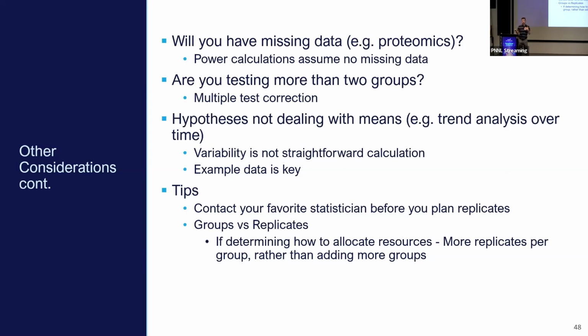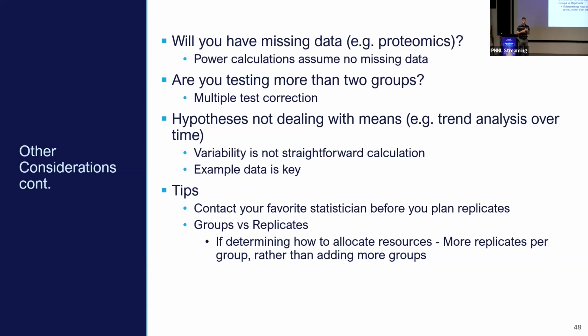But just some other considerations to take into account when you're working with an experiment: if you know beforehand that you will be having missing values, particularly in proteomics, which often has a lot of missing values, power calculations are going to assume no missing data. So that's another thing to take into account and talk with your statistician about.